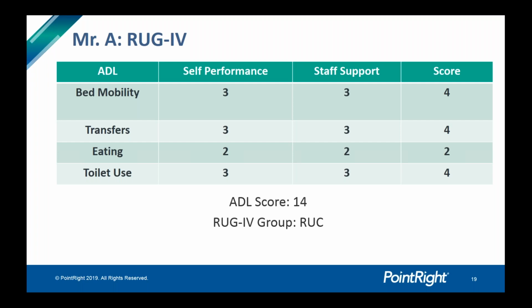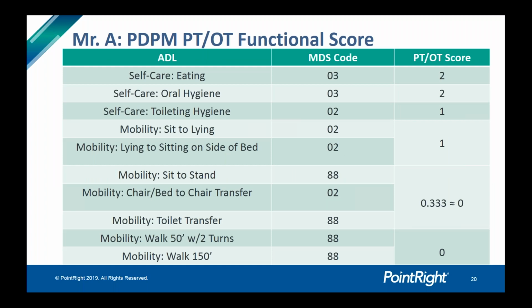So that, of course, he had 720 minutes of therapy, so that puts him in an RUC category. Again, no surprise, you can picture Mr. A in your head. Now in PDPM, here's what those functional scores would come out to. So for eating self-care, he does need some assistance, but quite a bit of effort. So the MDS code would be a 3, which would give a score of 2. Oral hygiene is the same thing. He needs physical assistance for that. So that would give a PT/OT score of 2.